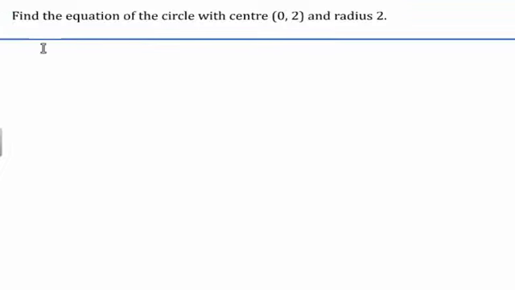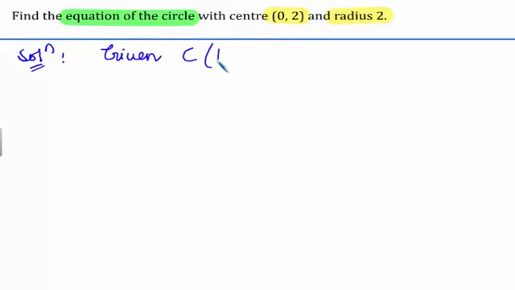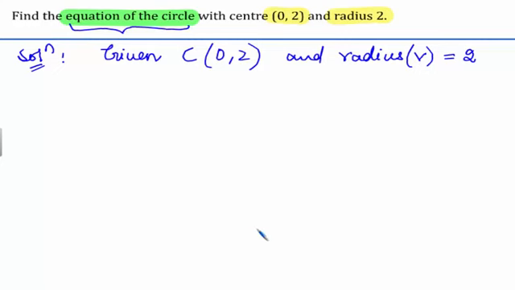In this question, we have to find the equation of the circle with center 0, 2 and radius 2. Let's begin with the solution. Here we are given the center of the circle, let us note it by C as 0, 2 and radius of the circle, denoting it by R, is equal to 2. We have to find the equation of a circle.